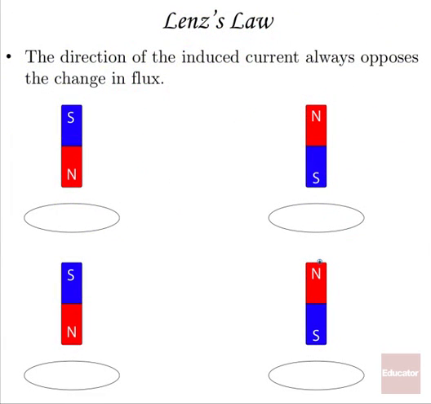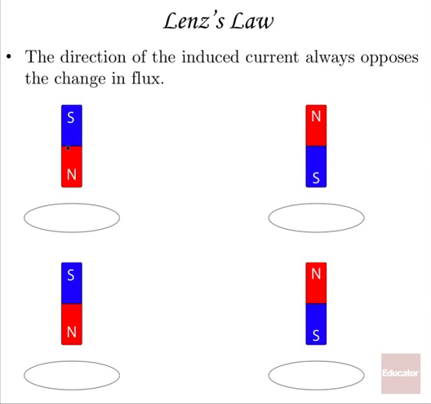Now, Lenz's law is probably the toughest part of electromagnetic induction, but once you understand it, it's so simple. What it states in words is the direction of the induced current always opposes the change in flux. Putting it in words makes it so much more complicated than just doing it and trying to understand what's going on.